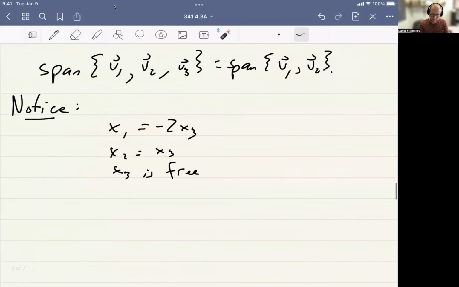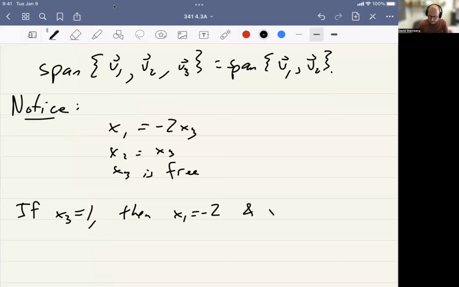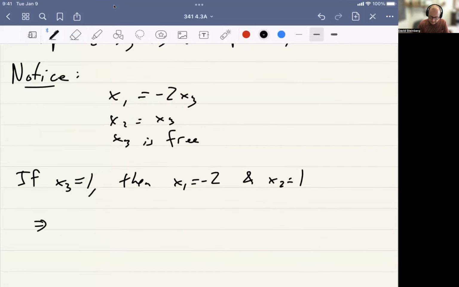So if x3 is equal to 1, and here it could be any number you like, but 1 is convenient for me, then x1 is equal to -2, and x2 is equal to 1. And so we get that -2v1 plus v2 plus v3 is equal to the 0 vector.